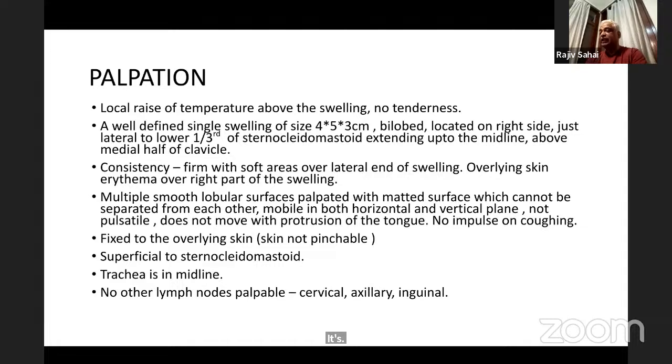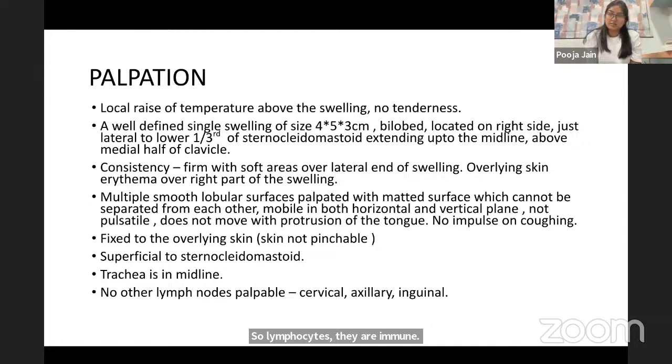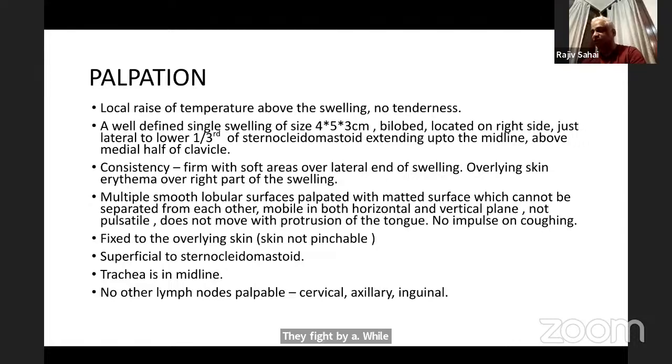So lymphocytes, they fight by immunity. Yes, sir. They fight by immunity, while in pyogenic infection you have neutrophils. They fight by secreting anti-inflammatories. You get me? Yes, sir.